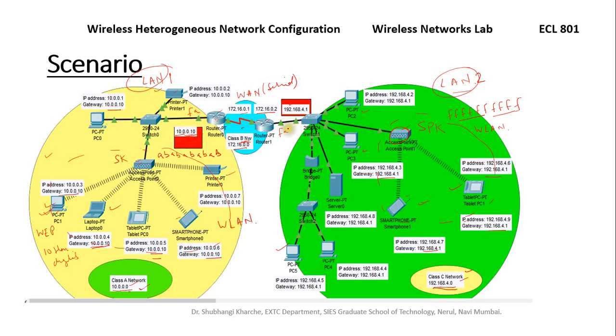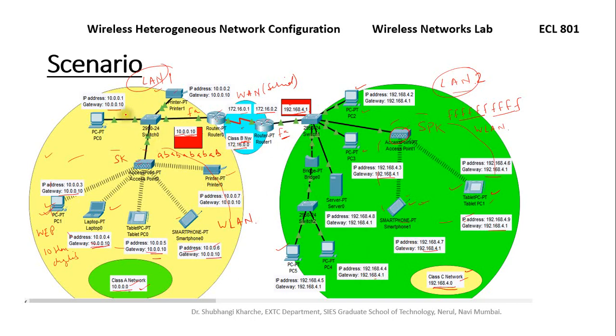Similarly here, router 1 is having a fast Ethernet interface which will be configured with 192.168.4.1 IP address. So each of the devices in LAN 2 will have the gateway IP address as 192.168.4.1. You can observe here each of the devices belonging to LAN 2 will have the gateway IP address 192.168.4.1.